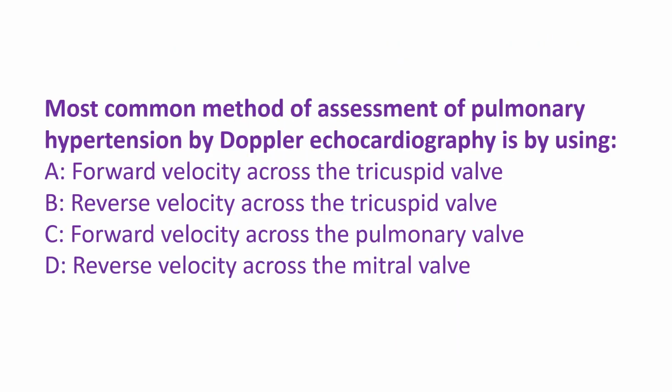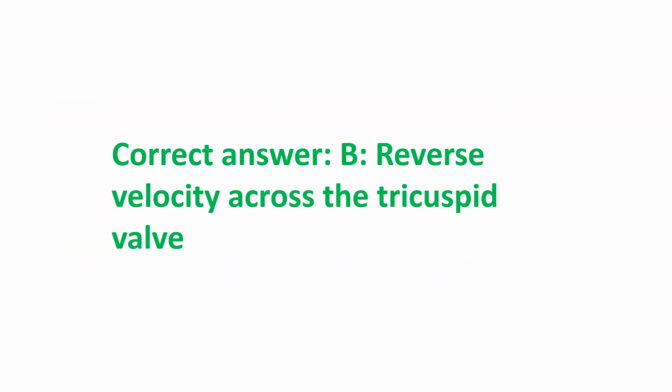Most common method of assessment of pulmonary hypertension by Doppler echocardiography is by using: A, forward velocity across the tricuspid valve; B, reverse velocity across the tricuspid valve; C, forward velocity across the pulmonary valve; D, reverse velocity across the mitral valve. Correct answer: B, reverse velocity across the tricuspid valve.